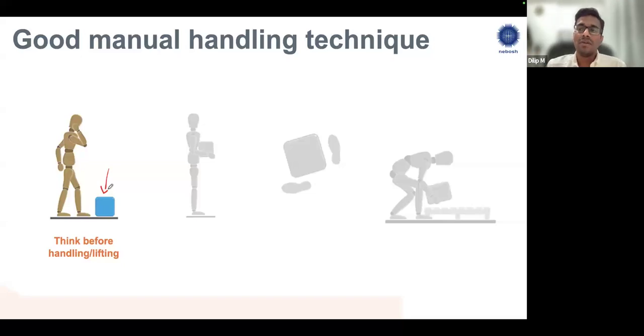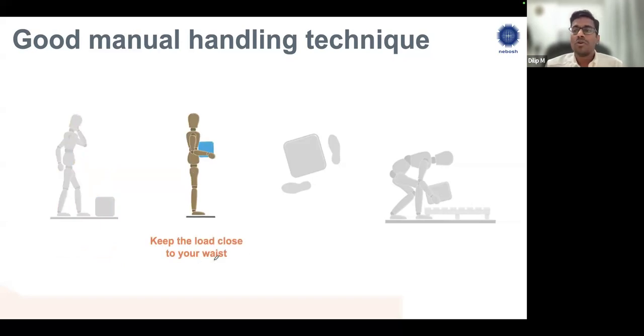Then you start your lifting. If you think that yes, the load is of reasonable size and weight, it has a proper grip point, and the environment has proper lighting, no slippery surface, an even surface, then you start your lifting. With lifting, always keep the load close to your waist and not away from your waist. By keeping it close to your waist, it will minimize the effort or force required to hold the weight.